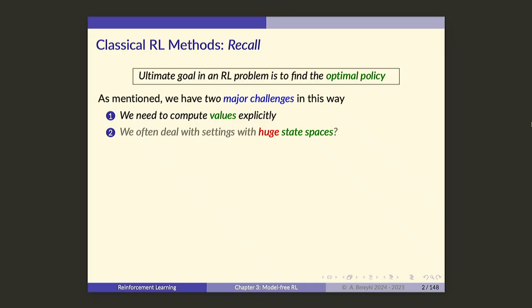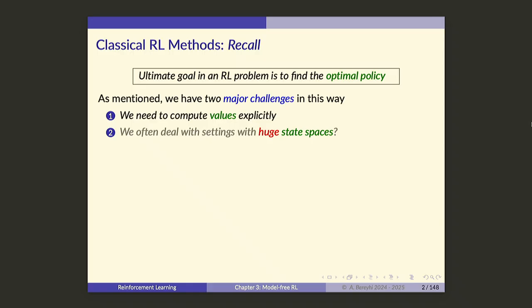We talked about this. We have two major challenges when it comes to practice. The first one is that we need to compute the values explicitly, and the other one is that we want to run it on a real environment with a huge number of states. So that part 2, we have not arrived there yet. After this chapter, we're going to get there. Okay? This is where we start deep reinforcement learning.